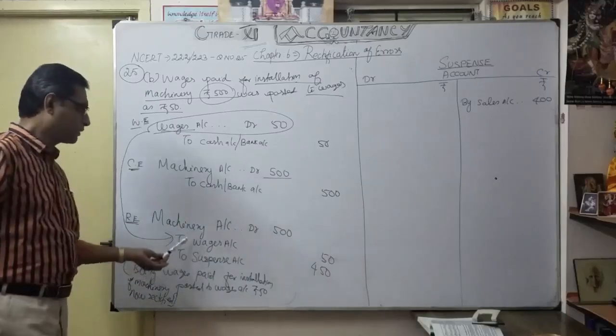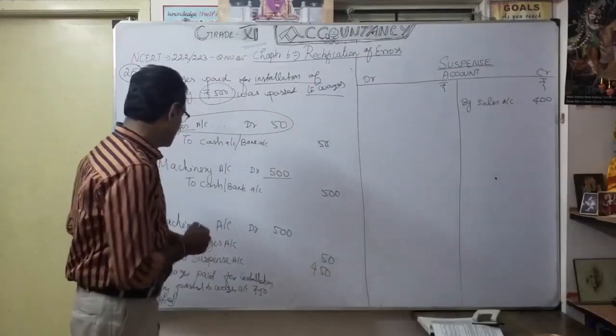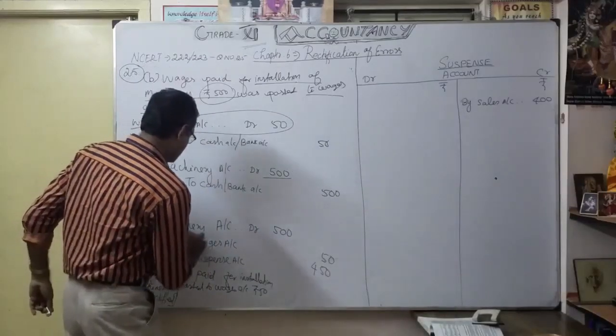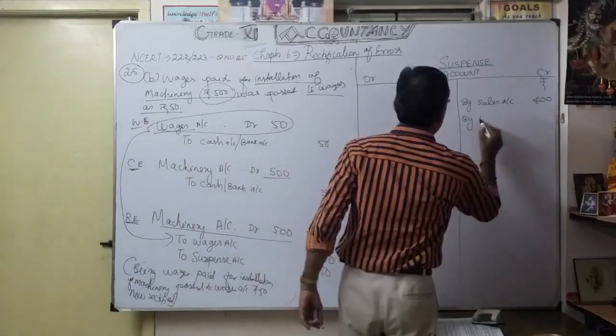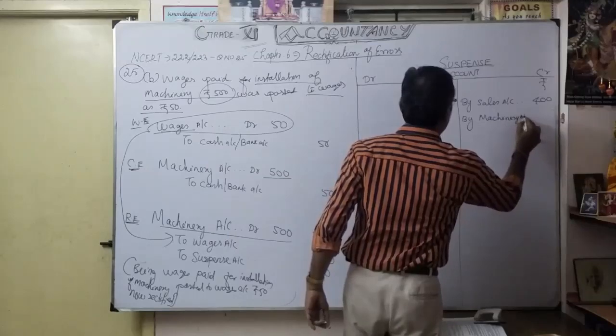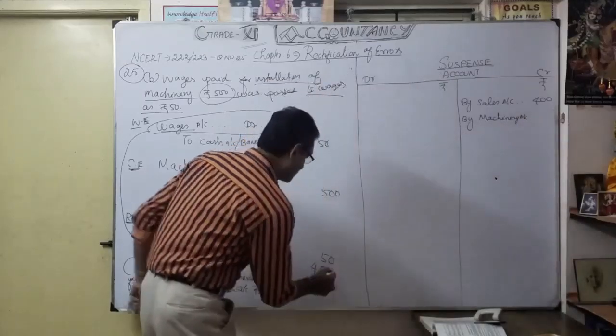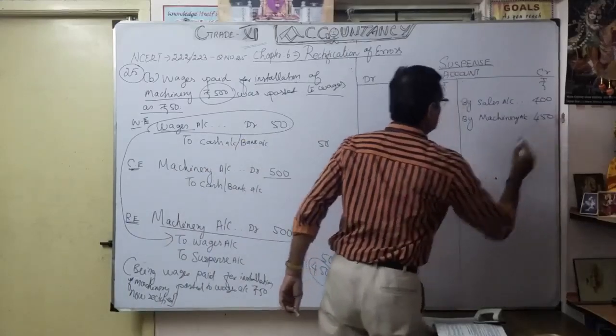Now the suspense account came. So how to post in the suspense account? When the suspense account is on the credit side, as for machinery, you are going to credit. How are you going to write? By machinery account, 450 only. This is the value. We are going to make it here, suspense account. You have understood?